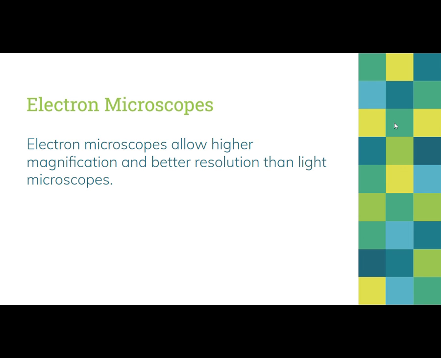But since the 1930s, scientists have developed several types of electron microscopes. Electron microscopes use a beam of electrons instead of light to produce a magnified image. Electrons are tiny particles that are smaller than atoms, just in case you didn't know that. By using an electron microscope, scientists can obtain pictures of objects that are too small to be seen with light microscopes. Electron microscopes allow higher magnification and better resolution than light microscopes.